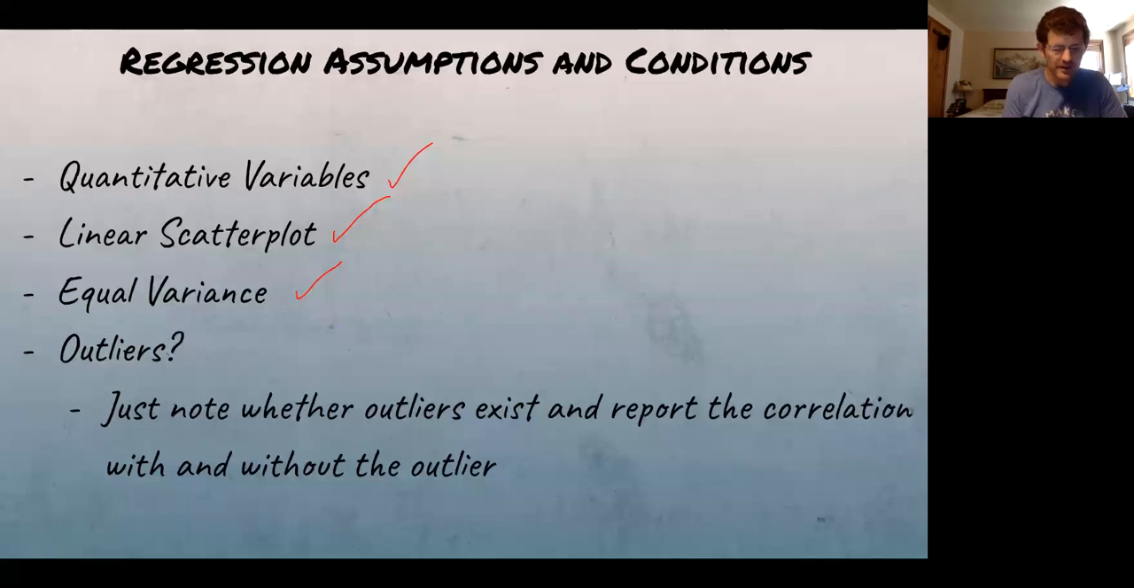Outliers don't disqualify it, but we would want to report that. Say there is a potential outlier at this point. If you can report the correlation with and without the outlier, that's good. Depending on the question, you might not have access to do that calculation. But just keep in mind outliers can throw it off, and we'll talk about that more next chapter.